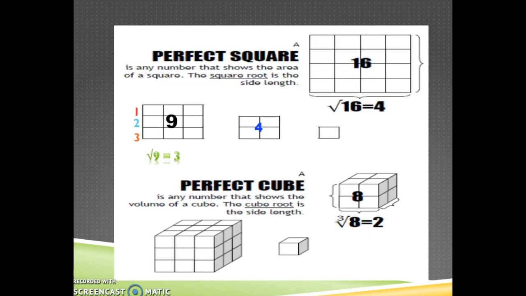Looking at the area of 4, the square root of 4 would be 2. Area of a square is 1. Square root of 1 is 1.